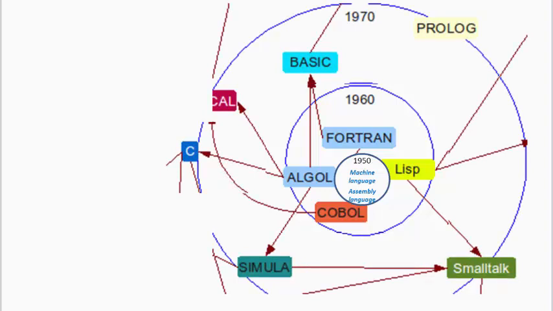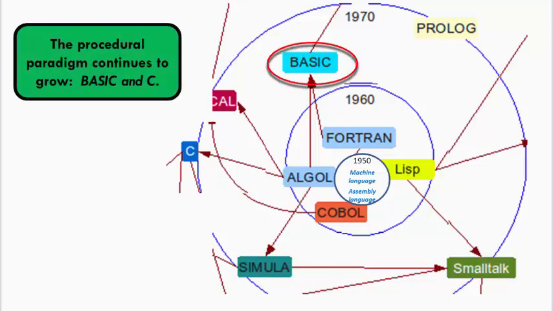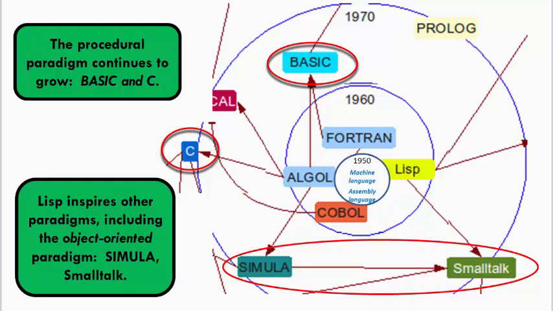In the 1960s, the procedural paradigm continued, with BASIC bringing procedural programming to the masses. In the early 70s, the language called C appeared. It has had a strong influence on programming languages ever since and remains one of the most commonly used programming languages today. But the 1960s and early 70s also brought another paradigm, the object-oriented paradigm, in the form of the languages Simula and the hugely influential language called Smalltalk.